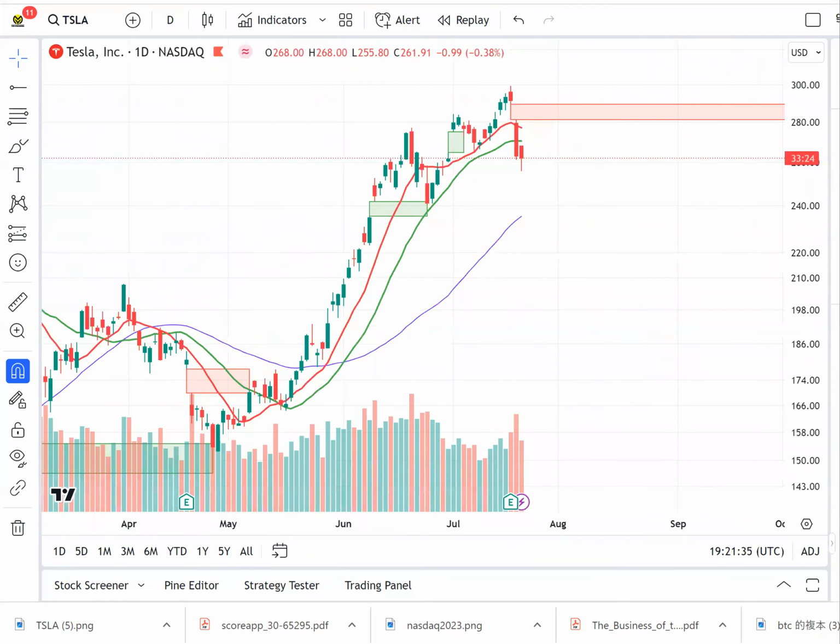So the next one is Tesla. In the last video, if you follow my channel, you will understand, I mentioned this is the gap, this is a gap.